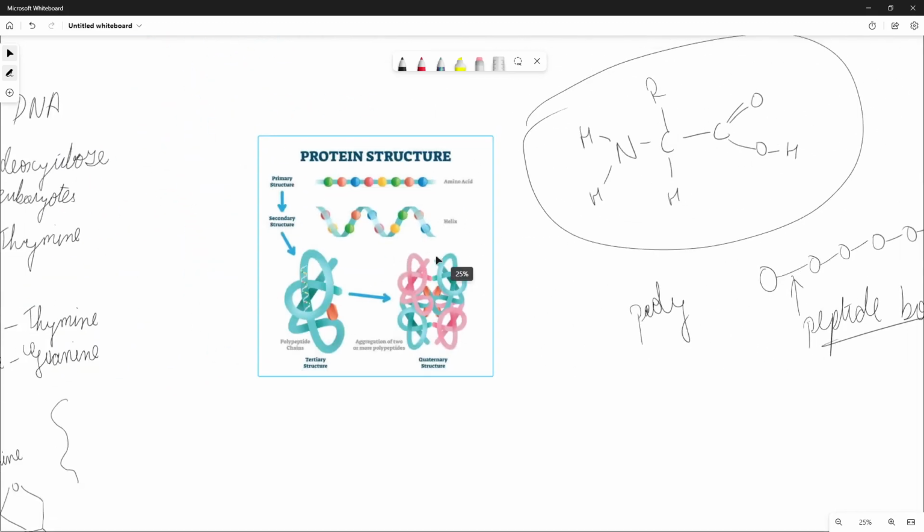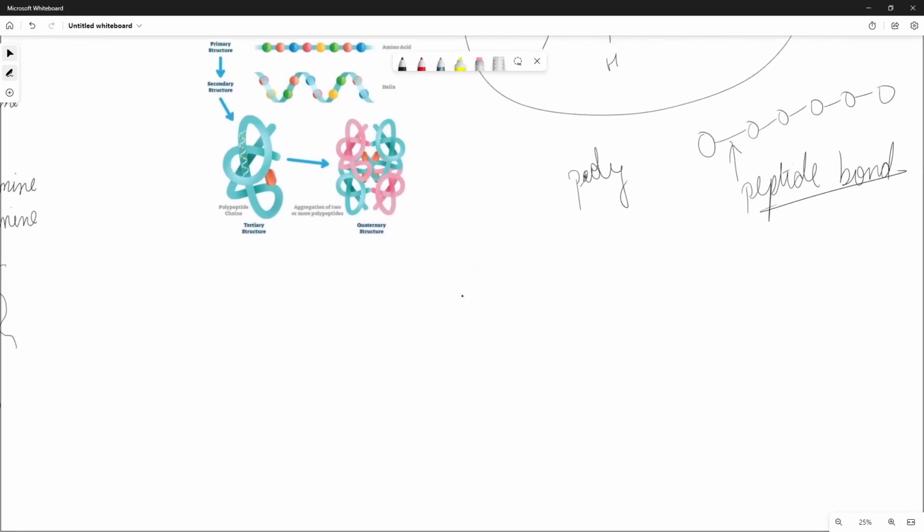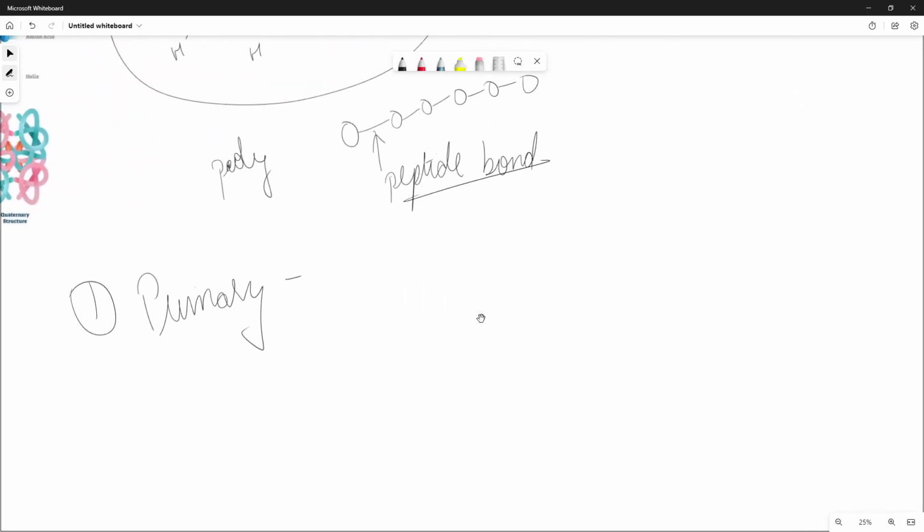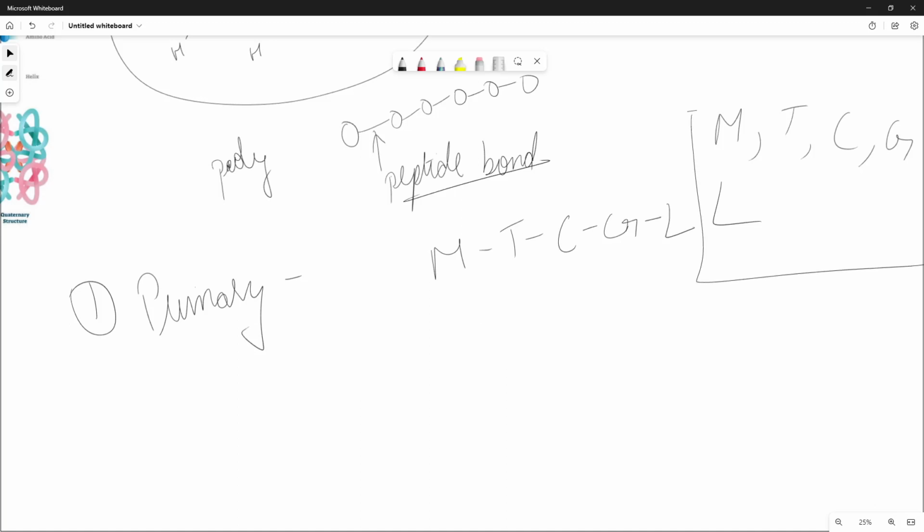One last important factor to know about proteins is that they have 4 types of structure. One is the primary, which basically tells us the order of the amino acids. So for example, if we name the amino acids on the basis of the first letter, M, T, C, G, L, and so on and so forth. One difference could be that in one protein there's M, T, C, G, and L, whereas in another protein it could be M, C, L, G, T. This is the primary structure.